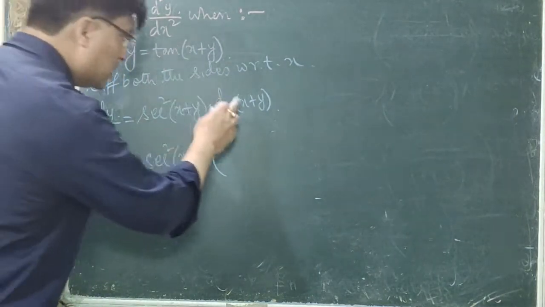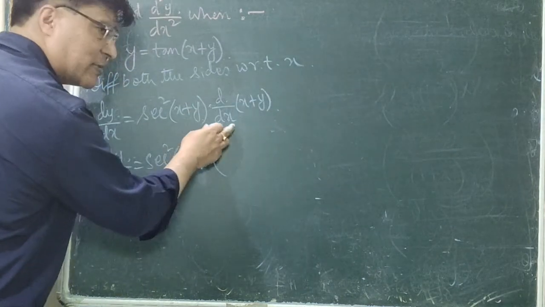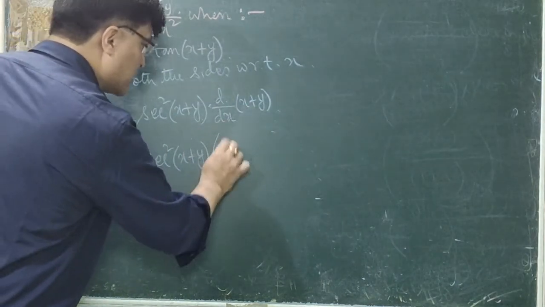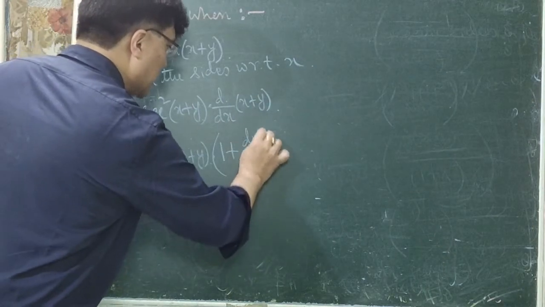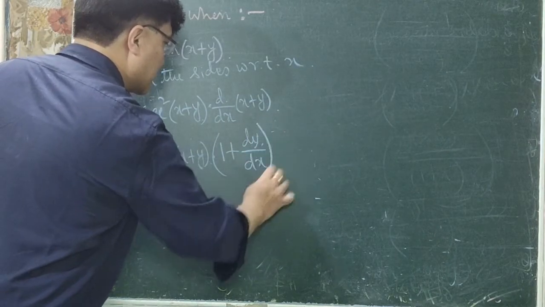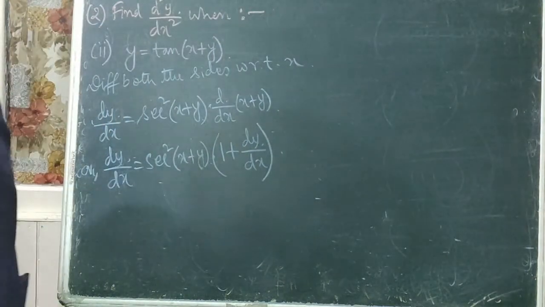Now differentiate x plus y with respect to x. What is d by dx of x? 1 plus what is d by dx of y? It is dy by dx. So I think you have understood it.